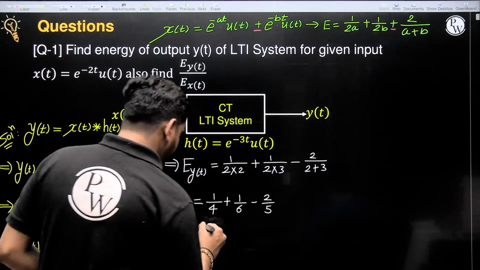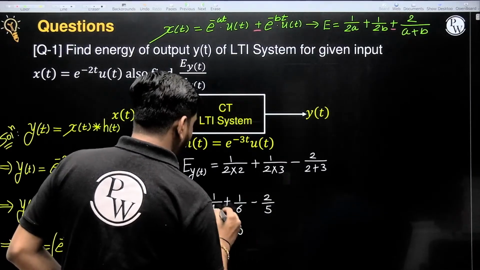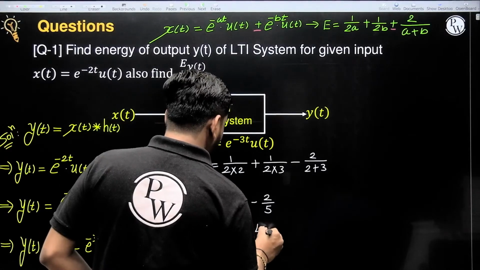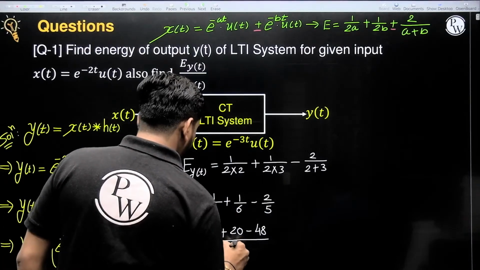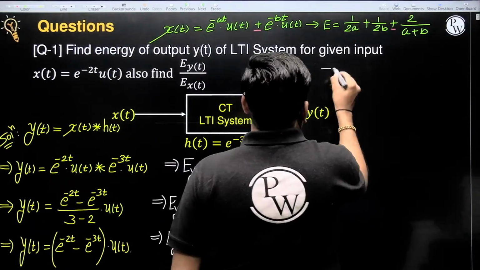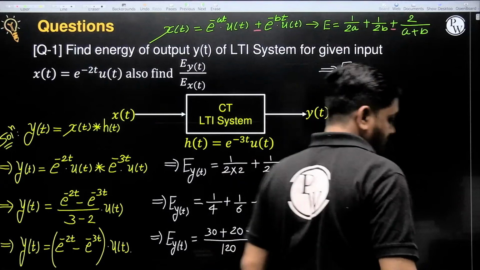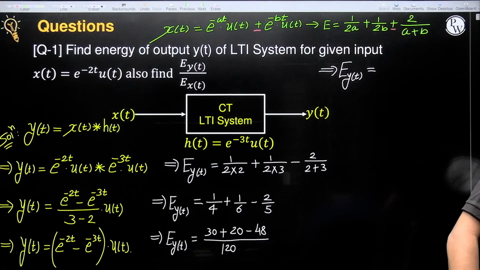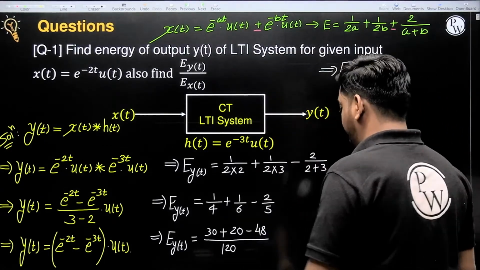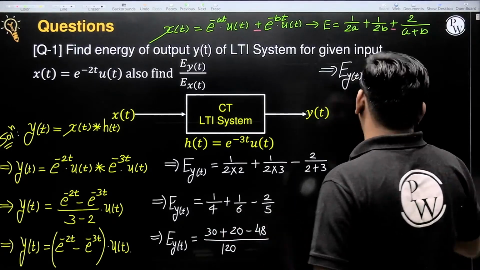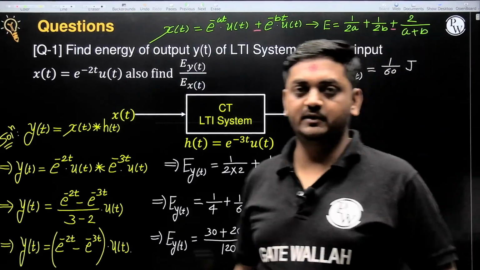So here this is 6 into 5, 30. Here 4 into 5, 20. Here 4 into 6, 24. So it is minus 48 divided by 120. So tell me, what is the energy of the output signal? 1 by 60. Very good, Nikhil. You got the correct answer. Yes, 1 by 60. So this is the energy of the output signal.